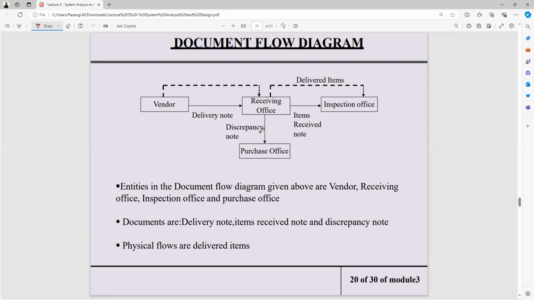Okay, that's how it works. Is it clear? So here we have entities. Entities are drawn in a rectangle, and the direction is marked by using an arrow. That's how it is. So the entities in the document flow diagram given above are vendor, receiving office, inspection office, and the purchase office. All these documents are the delivery notes, items received notes, and the discrepancy notes as well. And finally, we have the physical flows, which are delivered items. That's how it is.